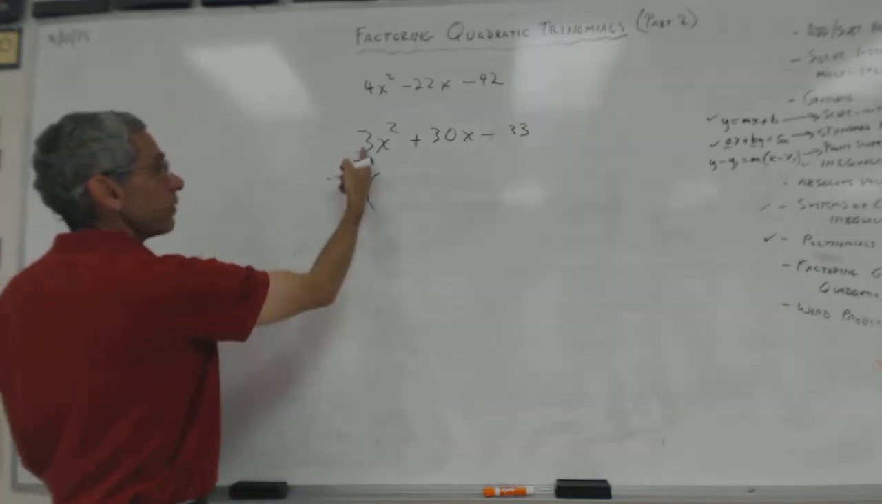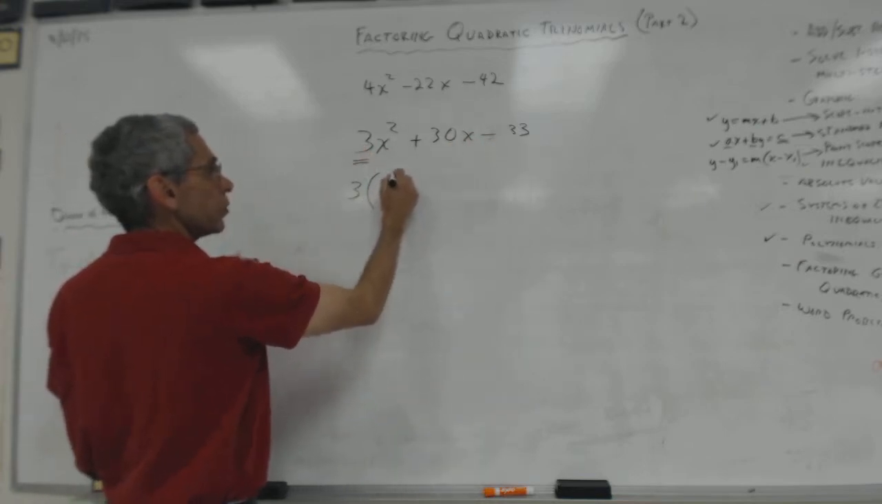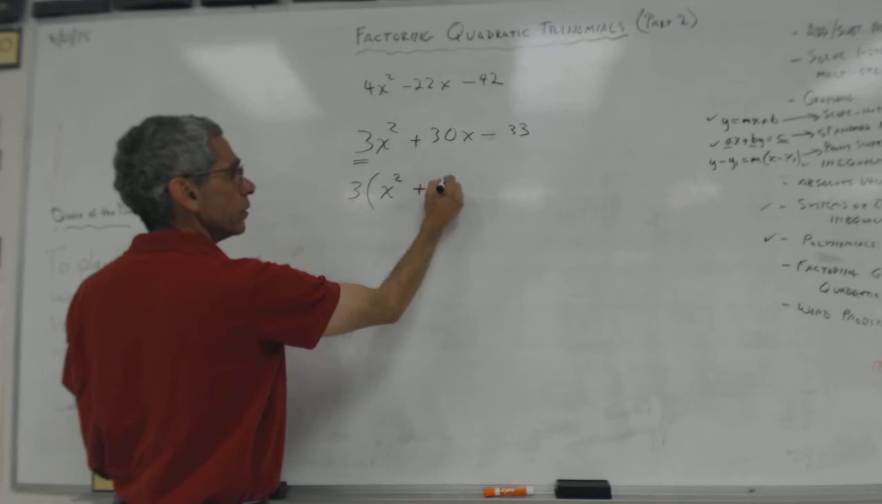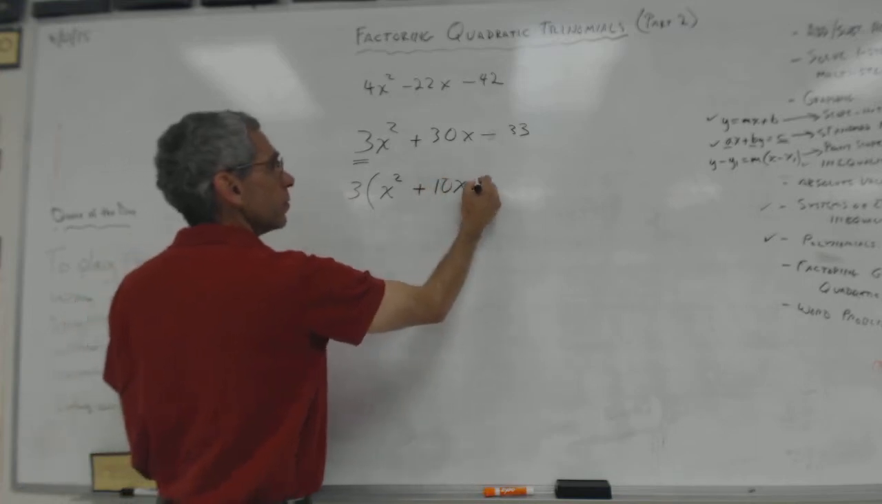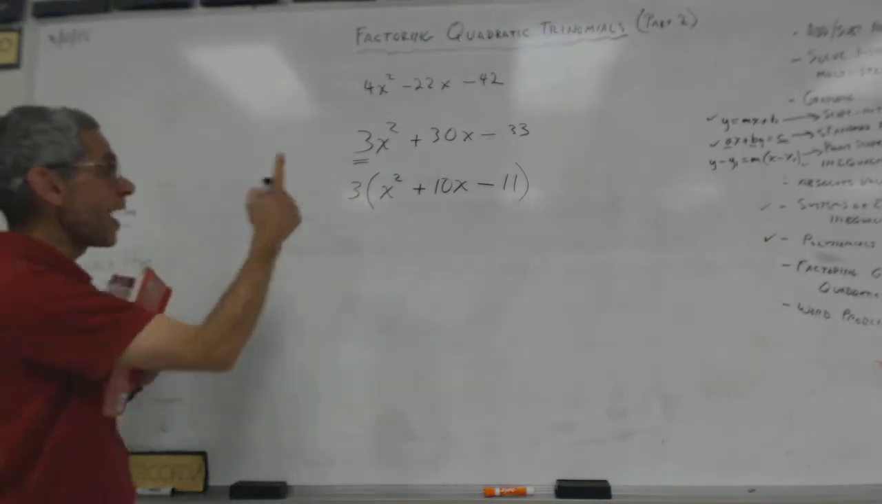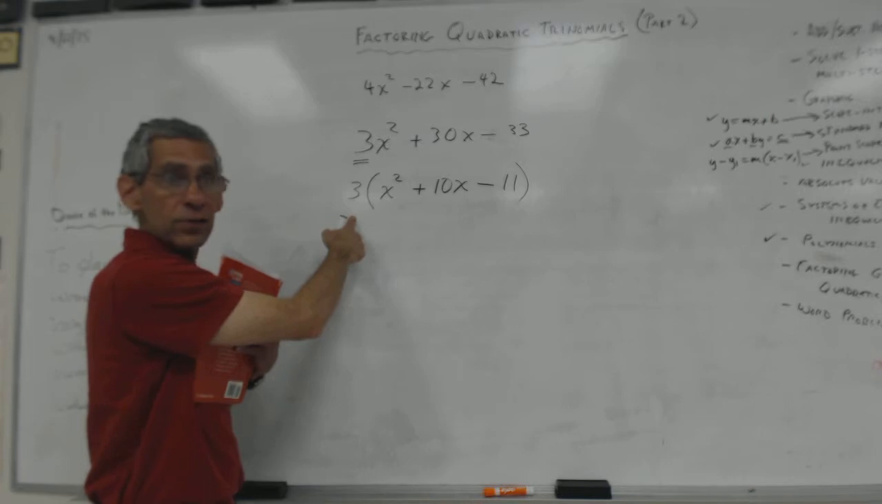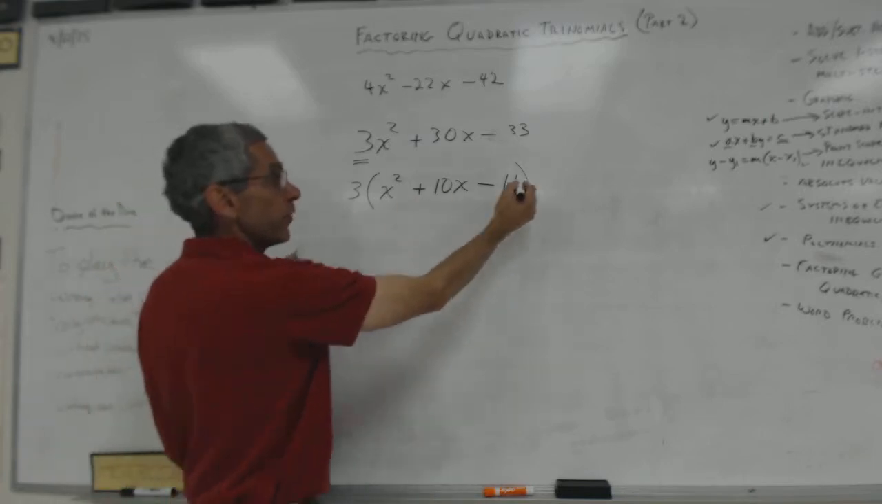We could take a 3 out of this, a 3 out of this, and a 3 out of that. So I would get x squared plus 10x minus 11. Am I right? Now I still have this doggone 3. I have to keep it here, because there's no way to get rid of it.